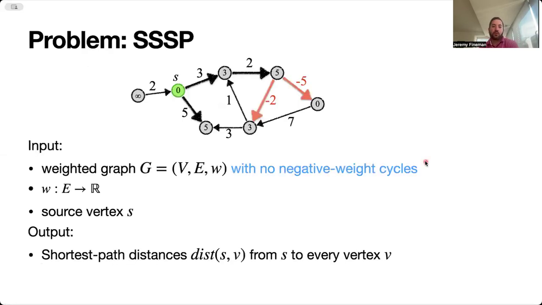Considering the classic single source shortest path problem here, where we're given a graph with edge weights that are allowed to be negative and some designated source vertex, this vertex S over here, and we'd like to compute the shortest distances from S to every other vertex, which I've indicated inside the vertex. I'm going to be assuming throughout the talk that there are no negative weight cycles, but the algorithm is also able to discover these cycles if they do exist. So that's the problem.